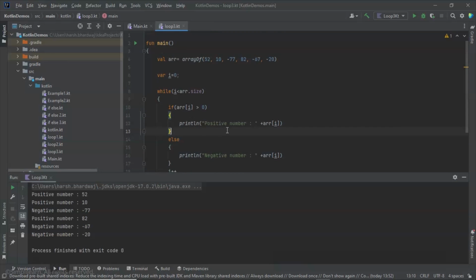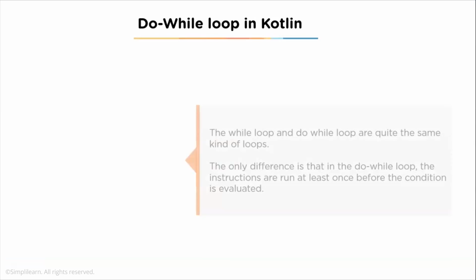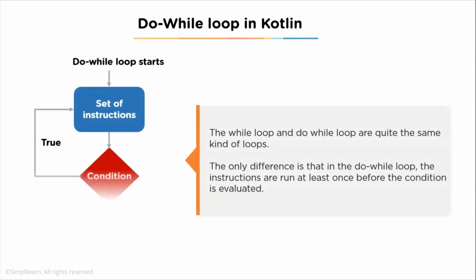Now let's move to the next loop, which is the do while loop. The while loop and do while loop are quite the same kind of loops. The only difference is that the function is run at least once before the condition is evaluated in the do while loop. The while loop, on the other hand, checks the condition before executing the function.